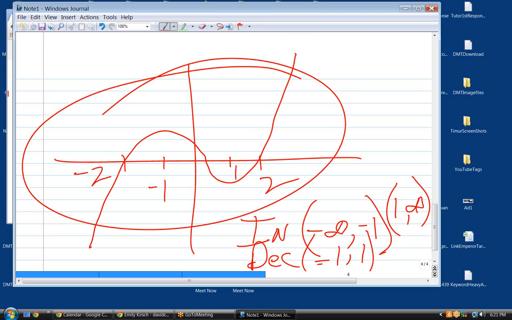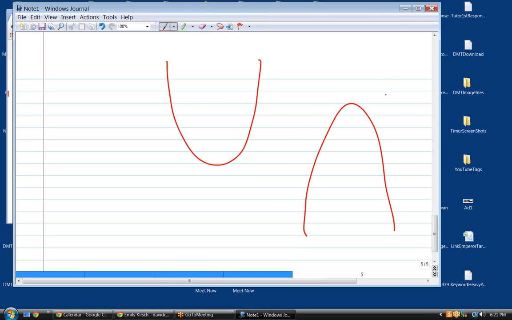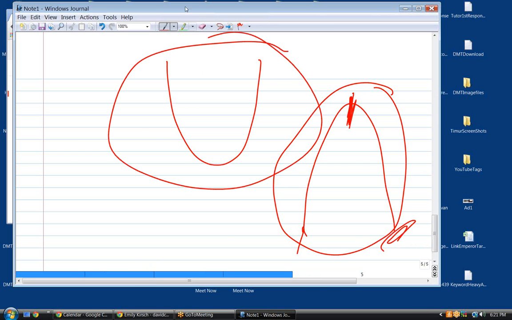But as far as quadratics go, quadratics are always parabolas. So they're either that or they're that. Well, in this case, you're increasing from negative infinity to that point, and decreasing from that point to positive infinity. And the reverse of that.